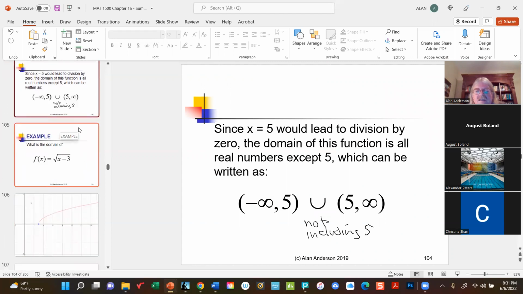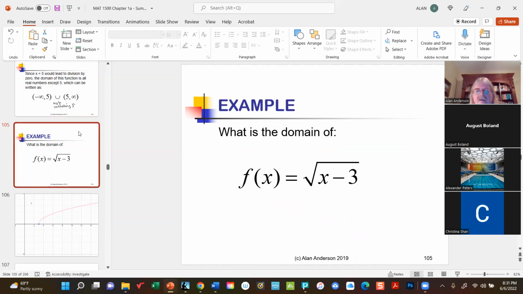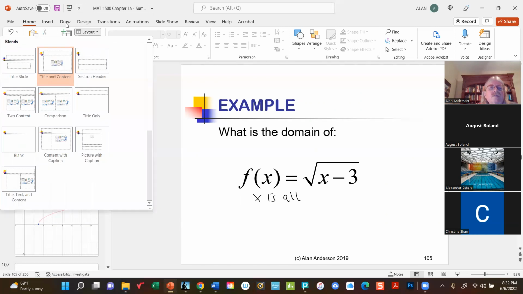Now, here's a fun one. What's going on here? What do we have to avoid? Here we don't have to worry about division by zero, but we do have to worry about having a negative square root, which would give us an imaginary number. We're only interested in the real numbers here. So what this tells me is that 3 is okay. Anything larger than 3 is okay, but not anything that's smaller than 3.